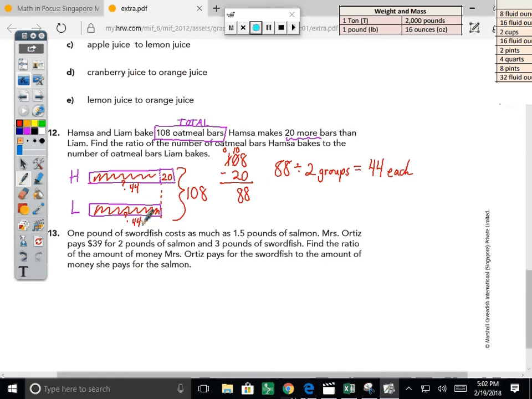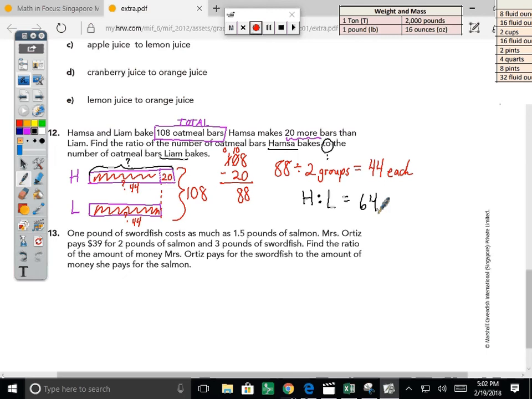Next, they asked me to write a ratio. I think I'm ready to do that. It says, write a ratio for the number of bars Hamsa bakes to the number of bars that Liam bakes. Oh, okay, I'm ready. Hamsa to Liam equals. Well, the first number has to be Hamsa's. Notice he had 44 here, but 20 more. How would I figure out that total to write for Hamsa? Oh, this looks like addition. 44 plus 20 gets you 64.